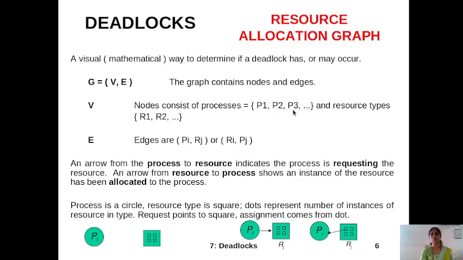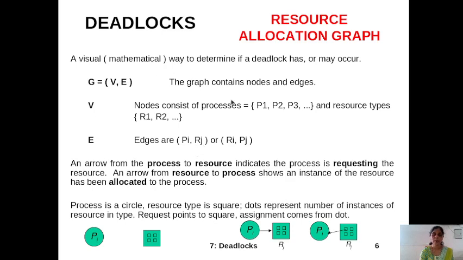So P1, P2, P3, P4, Pn. There might be n processes and there might be multiple resources also, different types of resources. And various kinds of edges are present. One edge may be pointing from the process to the resource or from the resource to the process. So two different types of edges. One is called a requesting edge and the other is called an allocation edge.